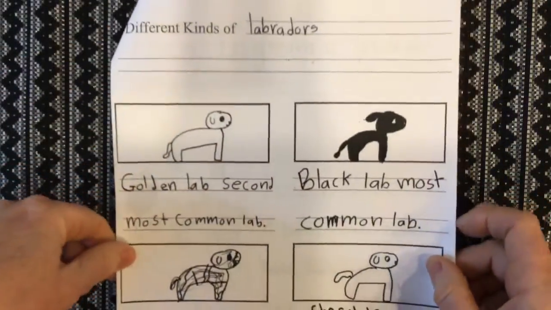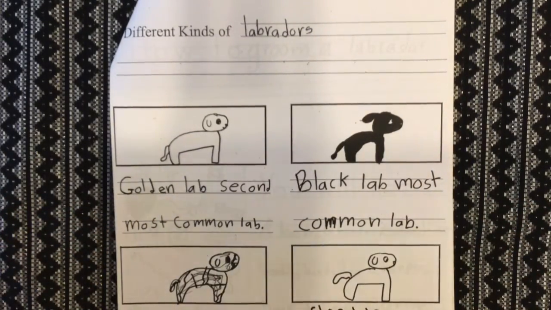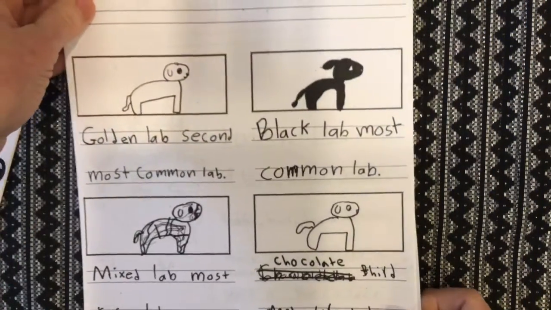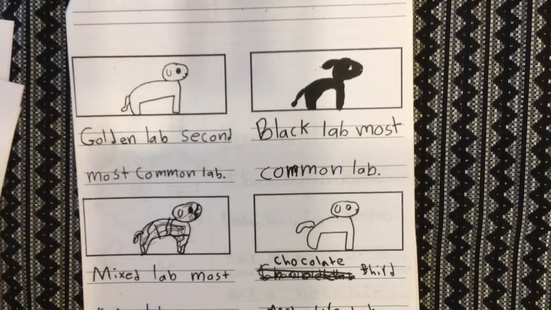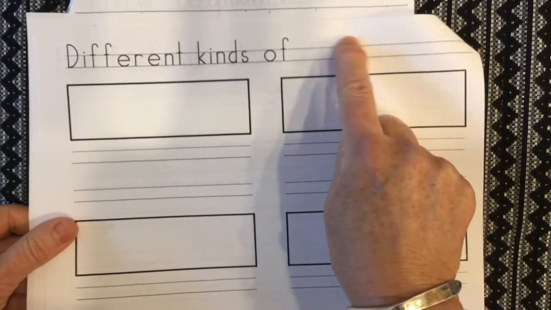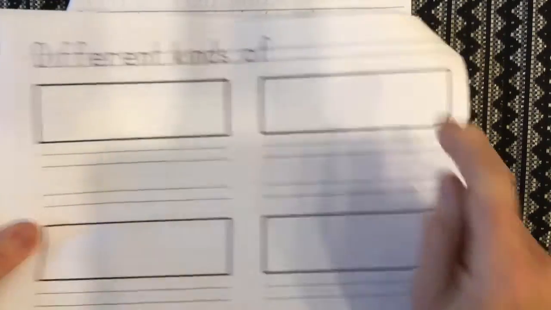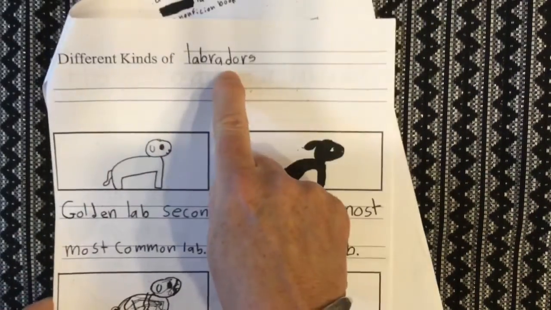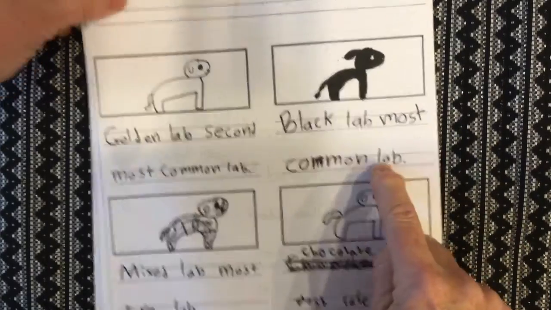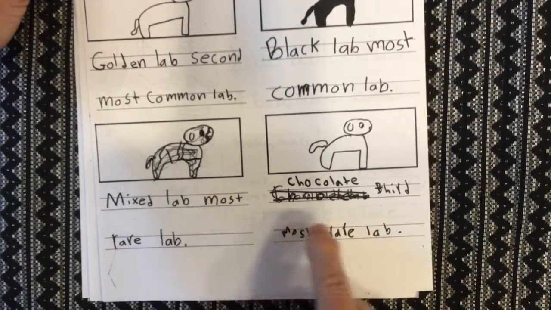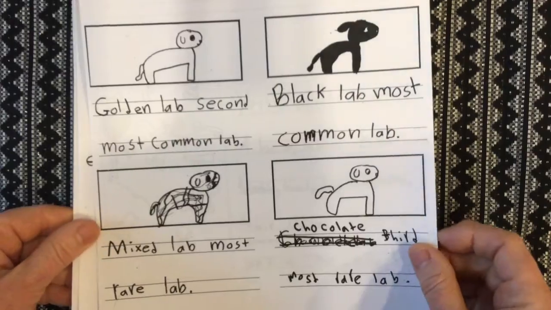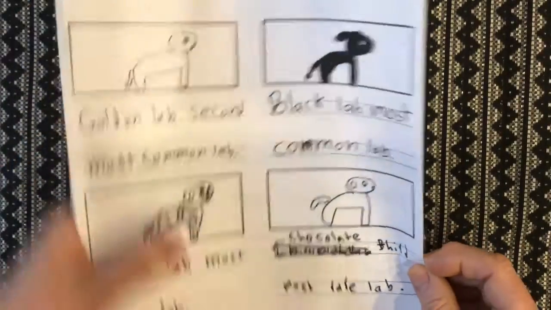Here she also drew different kinds of Labradors. Now, the page you got in your booklet is kind of switched. It's like this instead of like this, but it doesn't really matter. It's just like this page. Your page has 4 boxes where you could draw pictures of different kinds of whatever. If your book is about cats, different kinds of cats, different kinds of anything. So she had different kinds of Labradors. Golden Lab, second most common lab. Black Lab, most common lab. Mixed Lab, most rare lab. Chocolate, third most rare lab. So she drew pictures of the different kinds of labs. Okay, so that's what I wanted to show you.